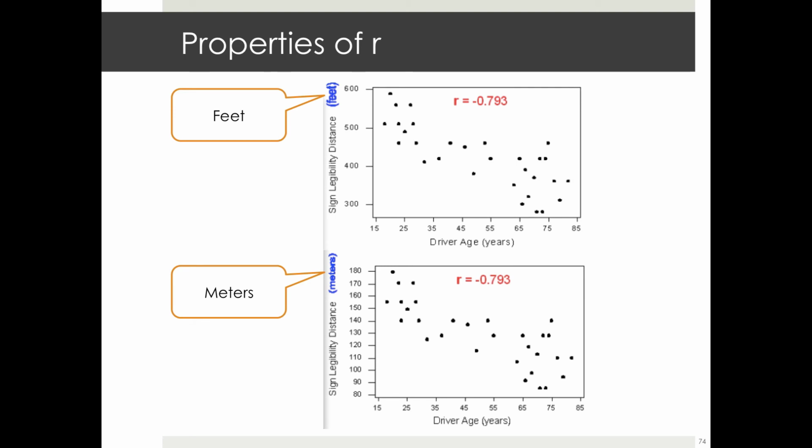Both of these are measuring as our explanatory variable the age of a driver in years. And here in the top one, we're looking at how far away a driver of a particular age can read a sign in terms of feet. So here's 300 feet, 400 feet, and so on. Over here, we're measuring how far they can read the sign at a given age in terms of meters. So we're changing the units for the two graphs, but if we were to run the calculation through StatCrunch and ask it to give us a correlation coefficient, we would see that they're exactly the same.